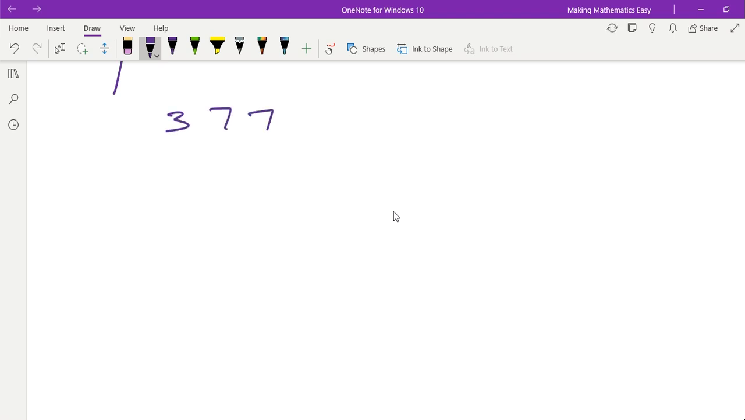Now next is 377. Now this is not divisible by 2. This is neither divisible by 3, neither by 4, 5, 6, not possible. Let us see by 7. 7 by 30. Not divisible by 7 also. Now we need to check by 8. Neither divisible by 8, neither by 10, neither by 9, neither by 11.